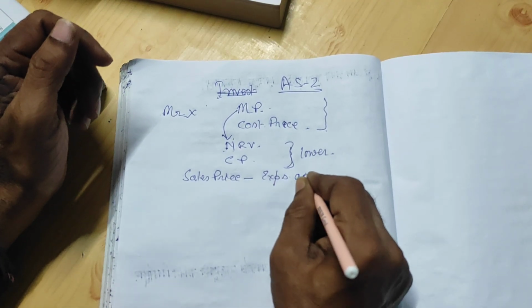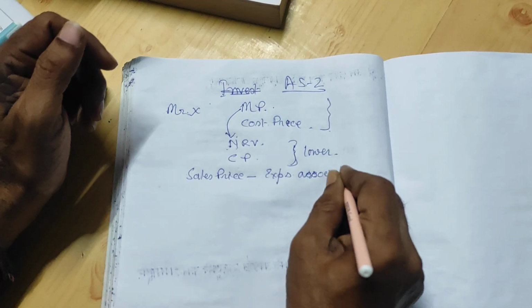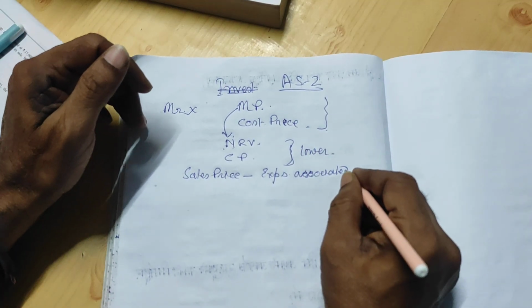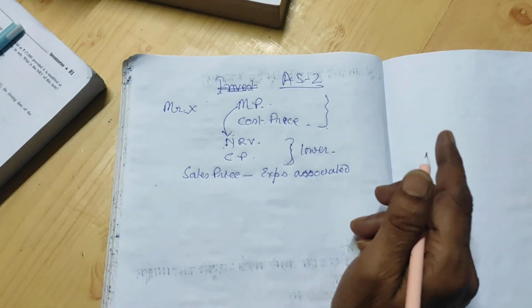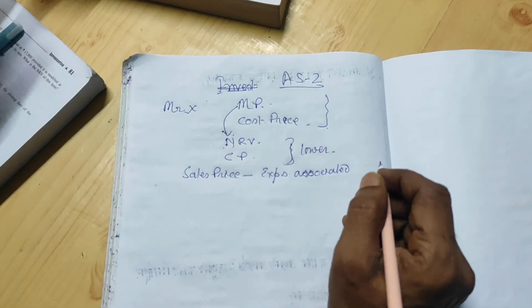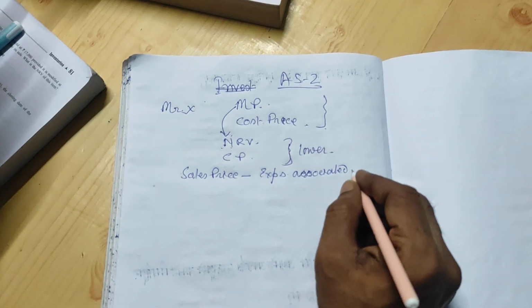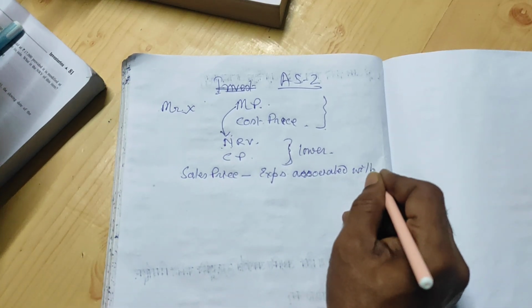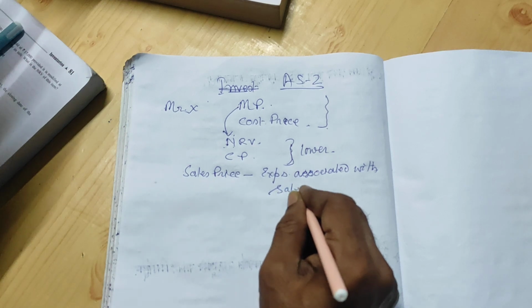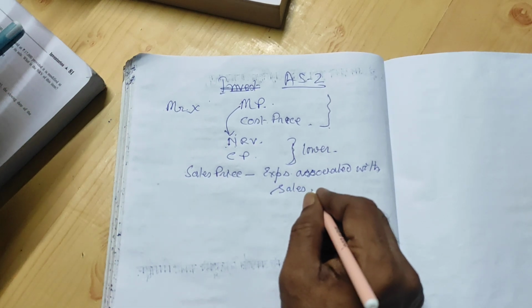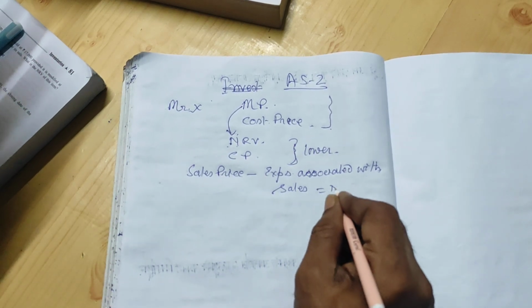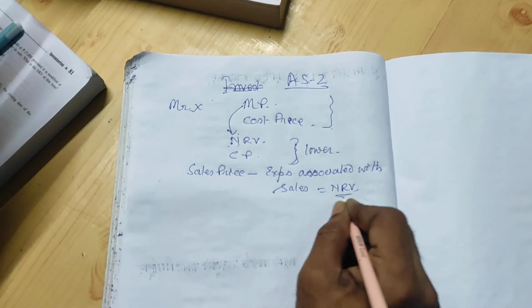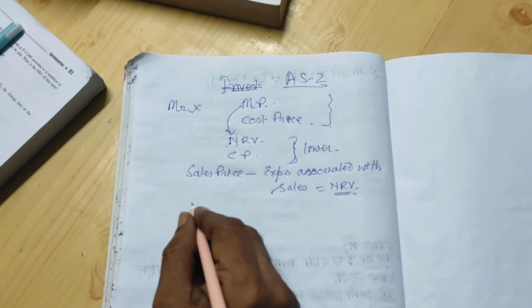Expenses associated with the sale, or inevitable expenses without which that goods cannot be realized, should be deducted. Expenses associated with sale should be deducted. It is called NRV. We can take a sum.